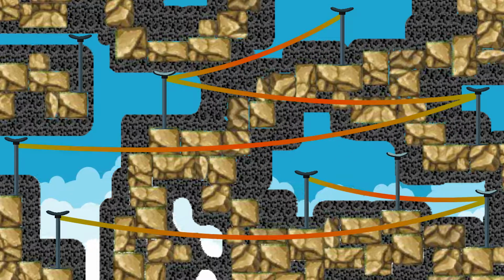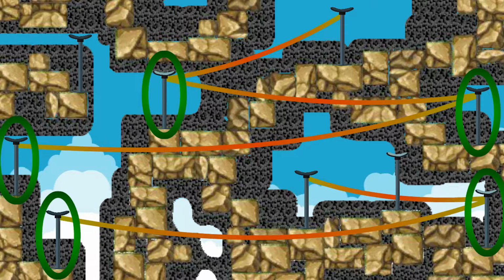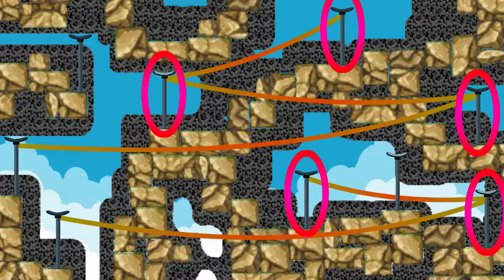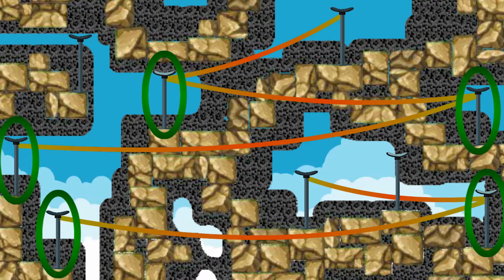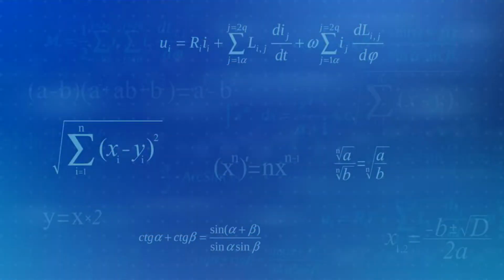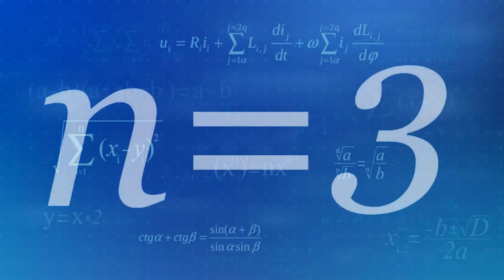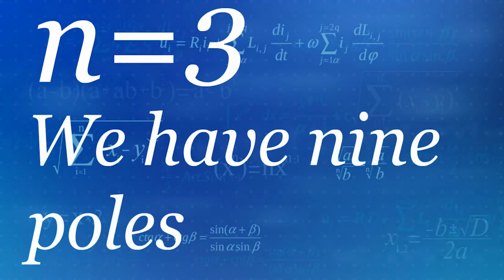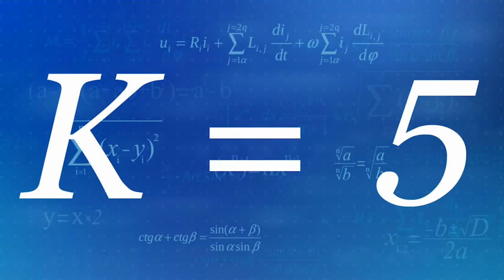The companies also ensure that the K cable cars will have K different starting points and K different ending points, and such that a cable car which starts higher also finishes higher. Let us take the example of the illustration, where n is equal to 3. That is, we have 9 poles in this case, and let us assume also that K is equal to 5.